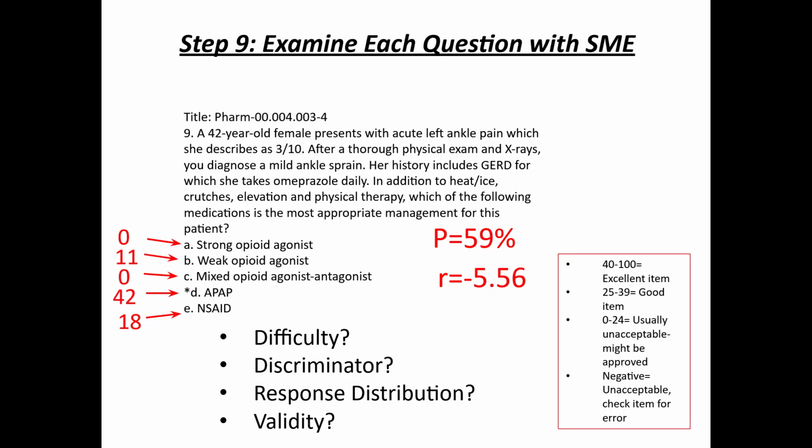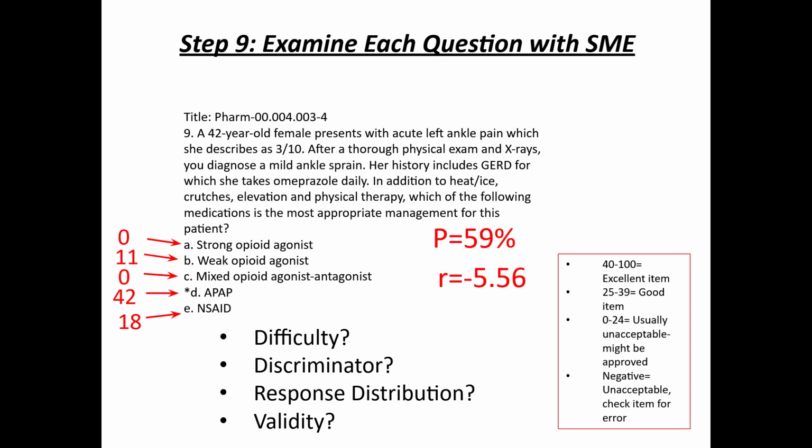We see that the difficulty is 59%, so it just barely made the cut. The R, though, the discriminator, is negative, so a negative 5.56. That means that of the people who missed it, you were more likely to have done well overall on the rest of the test than to have done poorly. Interesting. So let's look at the distribution and see if we can figure out what that is.